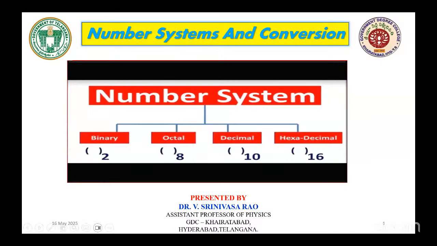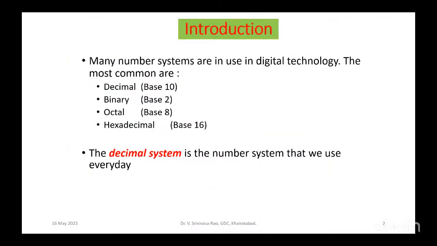Octal is 8, decimal is 10, and hexadecimal is 16. So these are the four types here. One to another, we are going to be converting with a direct number as well as the fractional number. And before going to discuss this, you need to know what the characteristics of this number system are. Okay, so let me go for that.